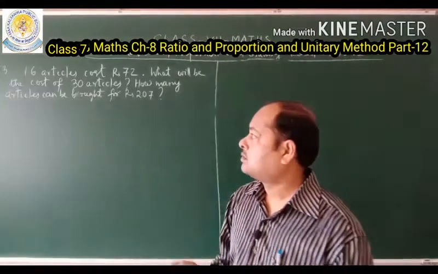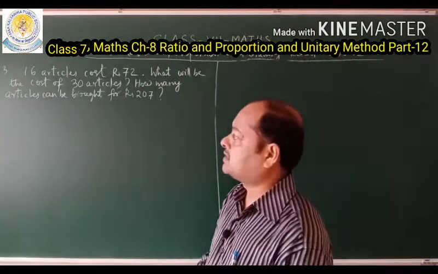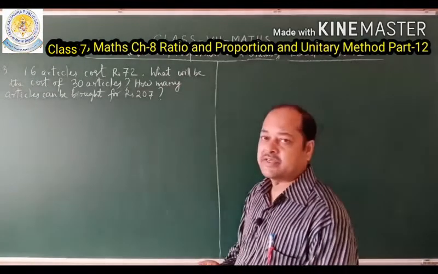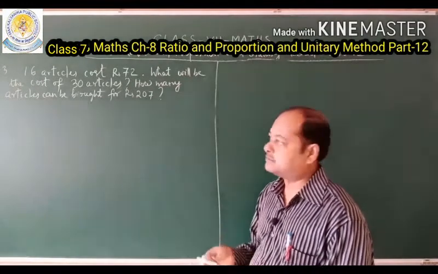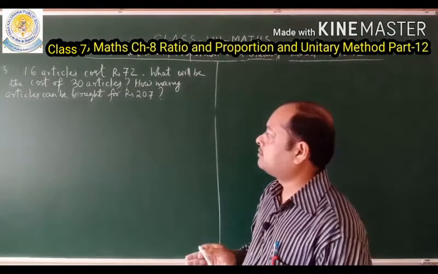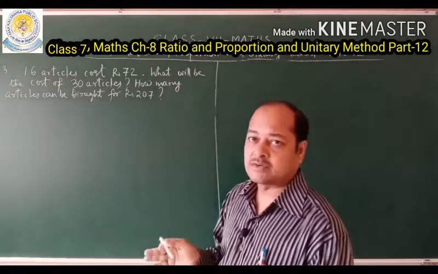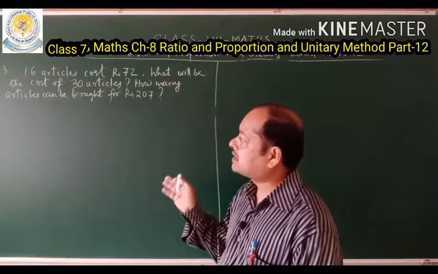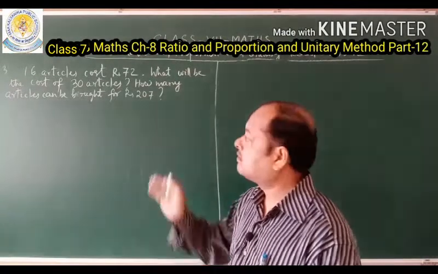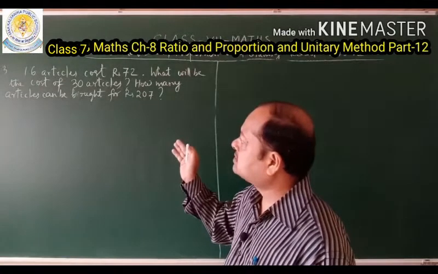Okay, now we are going to discuss question number 3. In question number 3, what is given? 16 articles cost 72 rupees. Articles means items. What will be the cost of 30 articles? The next part of the question says: how many articles can be bought for 207 rupees. So first we solve the first part of the question. What is given? 16 articles cost 72 rupees.